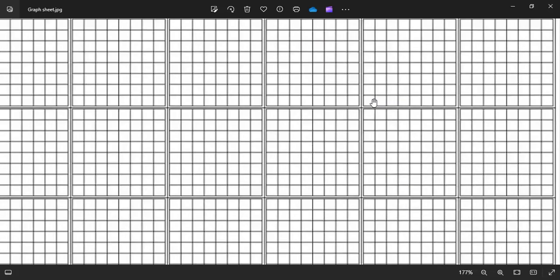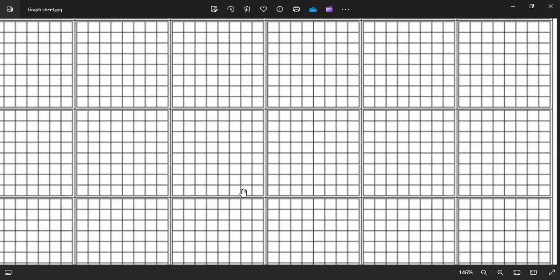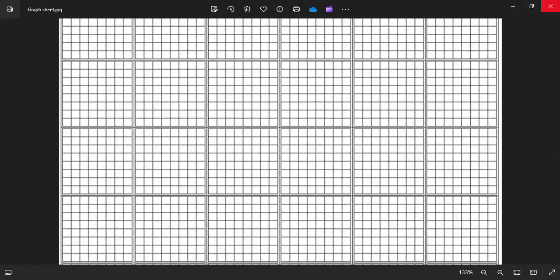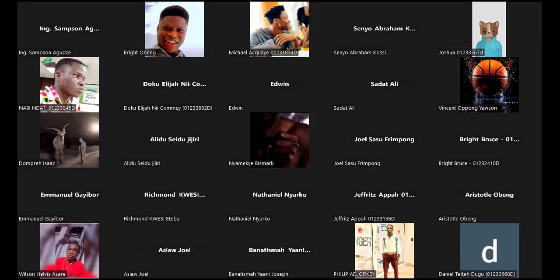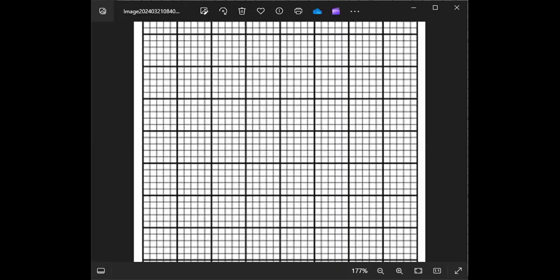This graph, is it a standard graph? 1, 2, 3, 4, 5, 6, 7, 8. No. Let me use the one I've been sent and see. 1, 2, 3, 4, 5. Okay, I'll use what has been sent to me. So let me stop sharing this one and share a new one. Go to the one I projected earlier.